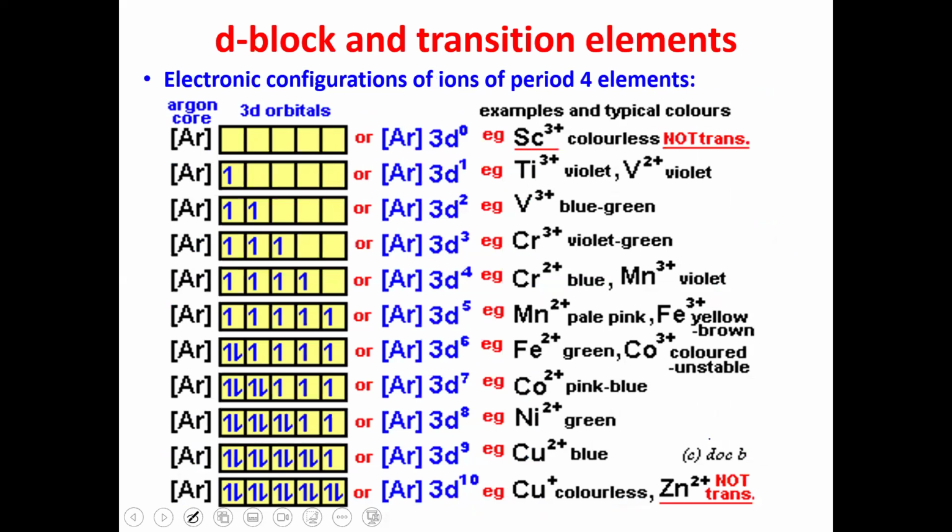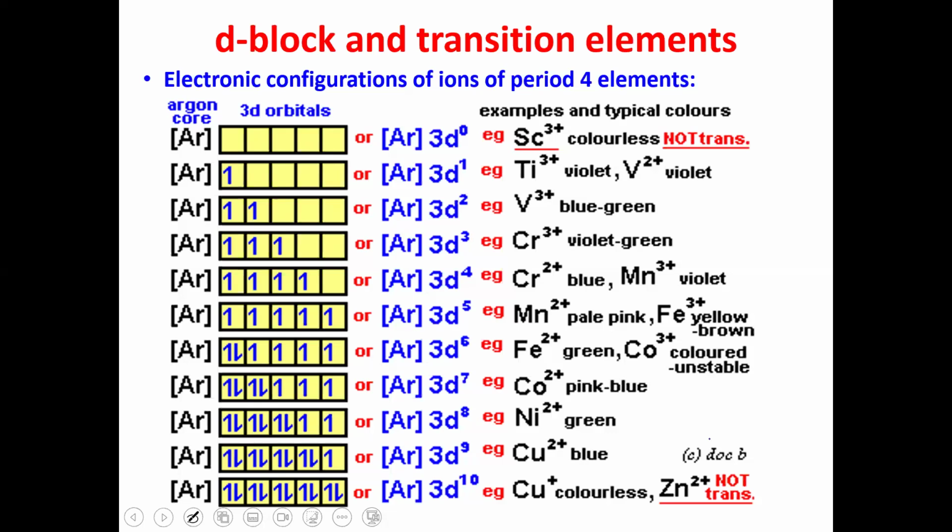So it means in successive transition elements, we will find variable oxidation state. And I hope you remember the game of color. So scandium is colorless, so scandium is not a transition. Zinc ions are also colorless, it's also not a transition. But other colors are a real big thing to memorize. We can say V3 plus is blue green, chromium 3 plus is violet green.